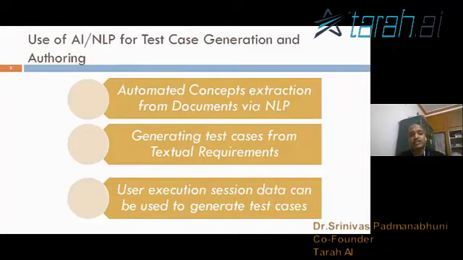So test case generation is an area which conventionally is based on a lot of domain specific things, but now with ML and AI, with lots of analysis of input and intelligent analysis of the flows, you can automate the generation of test cases.